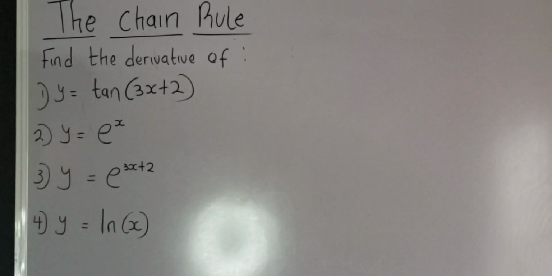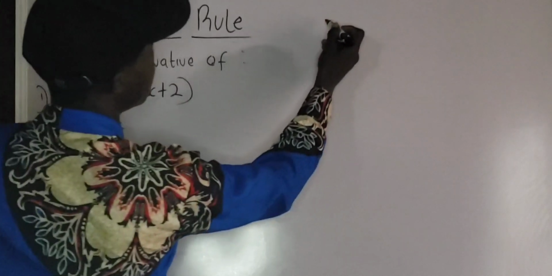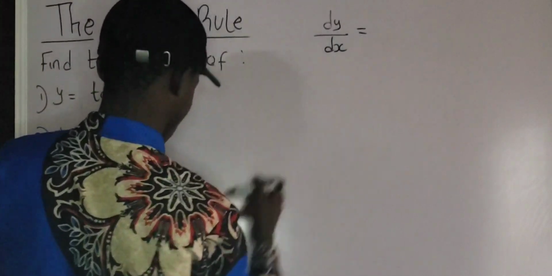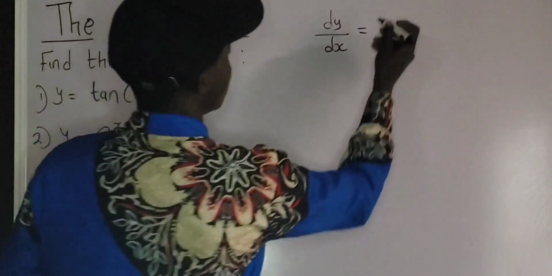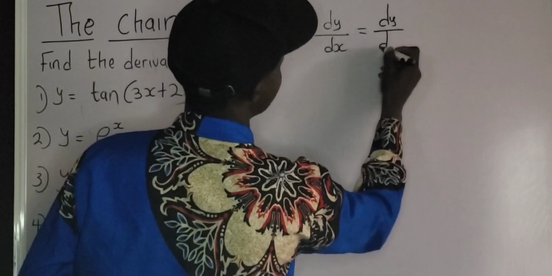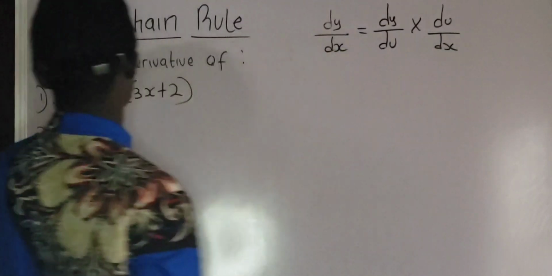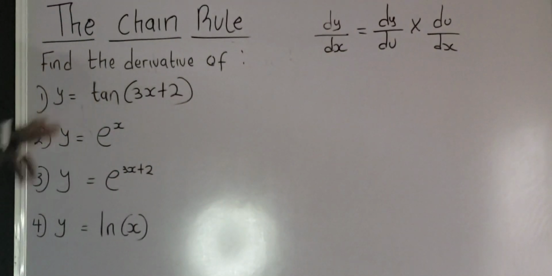Let's take the derivative of the following function using the chain rule. Don't forget that from our previous class, I told you the chain rule can be expressed mathematically as dy/dx = dy/du multiplied by du/dx. Okay? So now, let's proceed with question number 1.